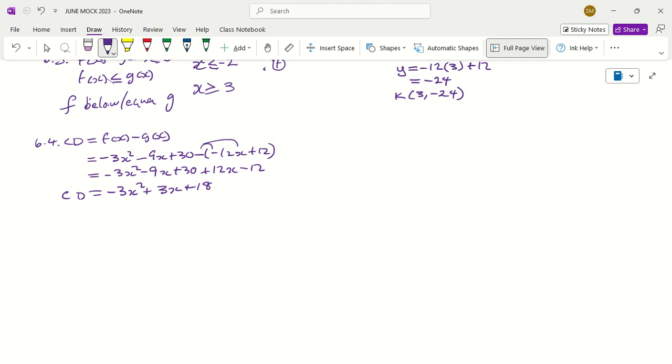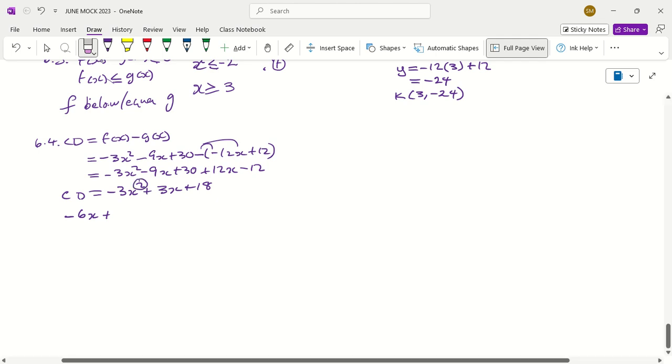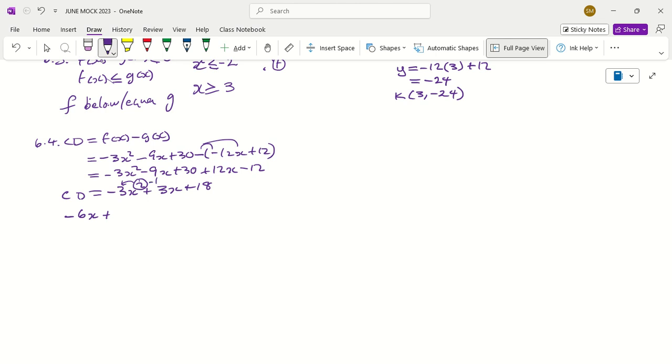But now if we want the maximum distance, what we need to do is make the derivative of the distance equal to 0. Then we can find the maximum. So the derivative is going to be negative 6x, because we're going to take the 2, multiply and subtract 1 from the 2. So it's going to be negative 6x plus 3 is equal to 0. Then meaning negative 6x is equal to negative 3.